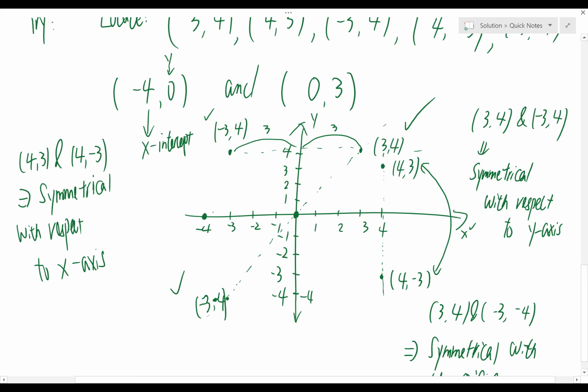And then the last ordered pair is (0, 3). So this is (-4, 0). This one is (0, 3), it's right here. So it's located on the y-axis because the x value equals 0. So pay attention to those special points. Later on, when you graph, these special points create some convenience in terms of graphing.